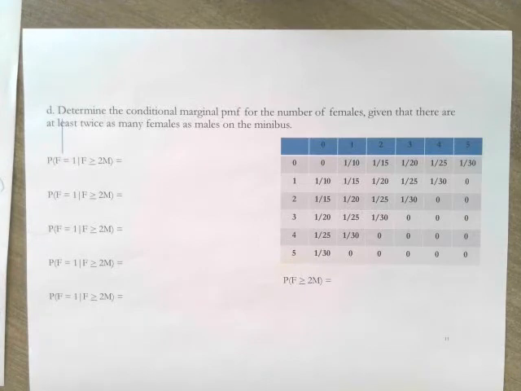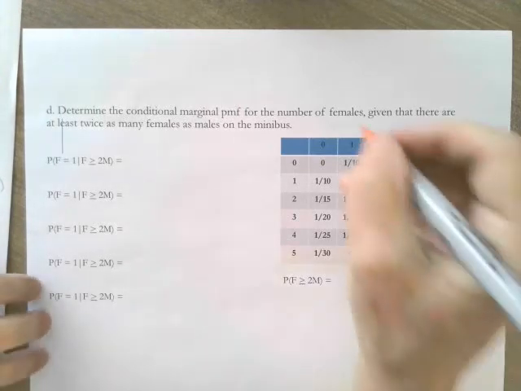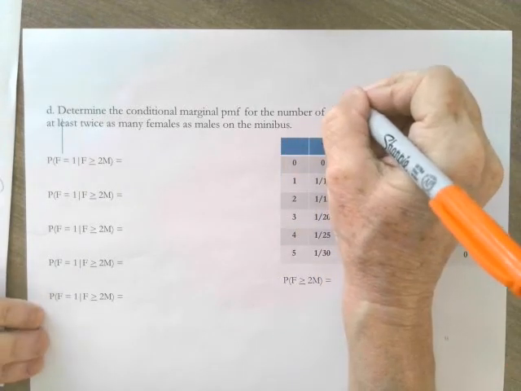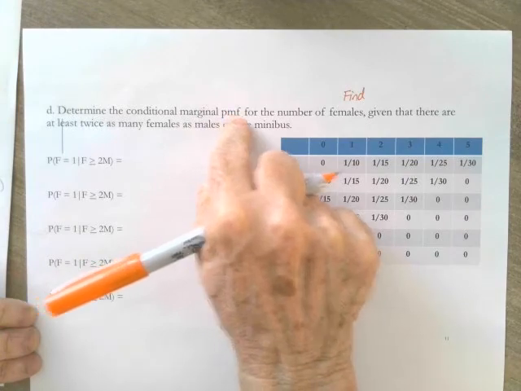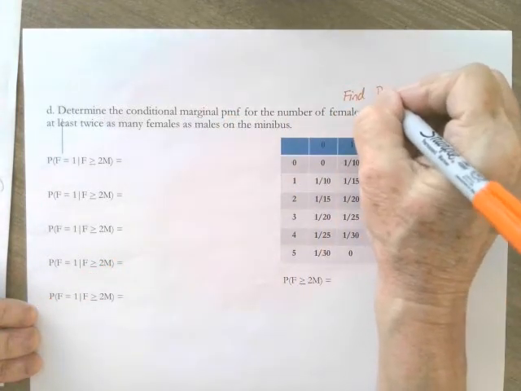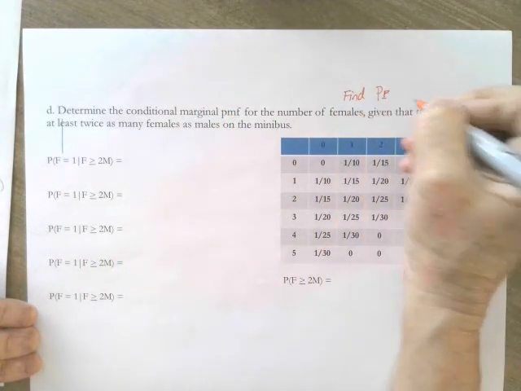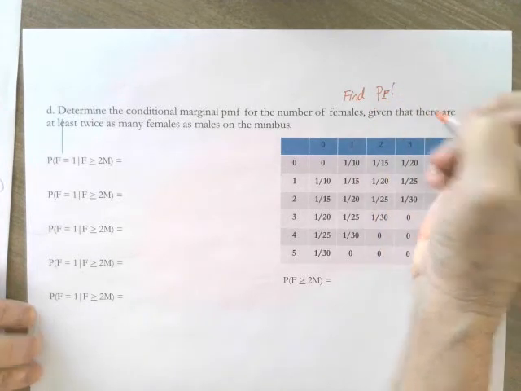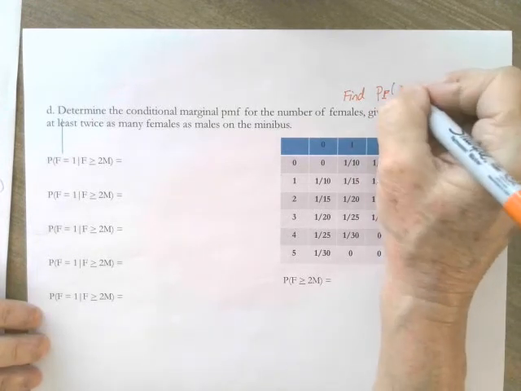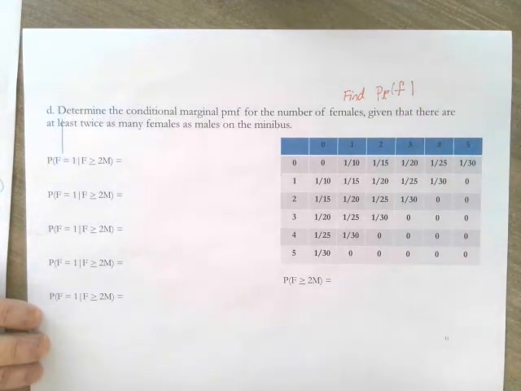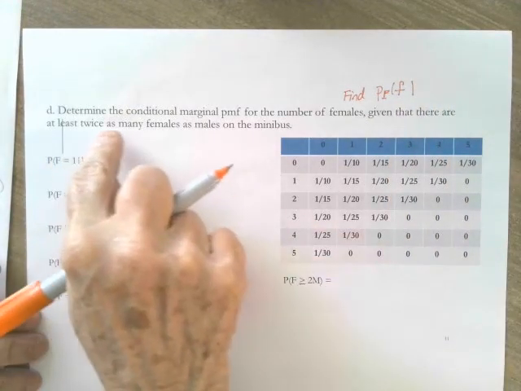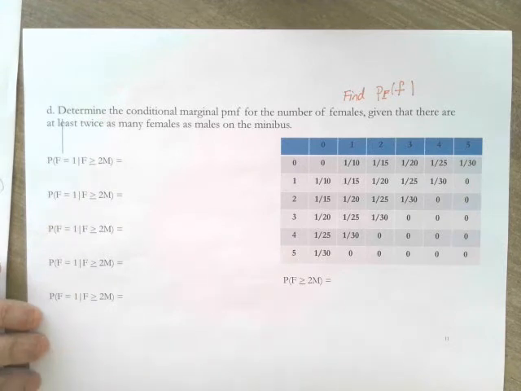So what is it that they want me to find here? Let's decipher exactly what they want. They want me to find the conditional marginal PMF for females, so we know my subscript is going to be F for female. Conditional marginal, so we have F, but then they use the word conditional. And what are we conditioning on? That we have at least twice as many females as males.